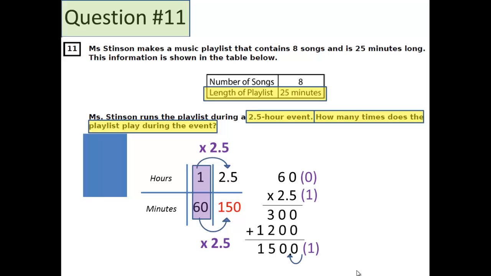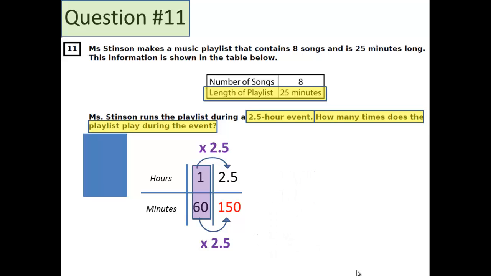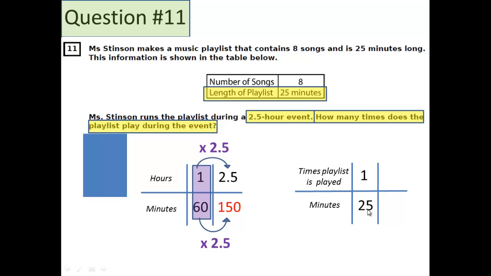That's a big important step because now we can figure out how many times the playlist needed to be played. So here's the deal. Times the playlist is played over how many minutes. If you play the playlist 1 time, how many minutes long is that? Yeah, it's 25 minutes long if you play it once. We want to find out how many times you need to play it for 150 minutes. So I put my 150 there, I highlight, and then I draw my arrow. And you have to ask yourself, how many times does 25 go into 150?